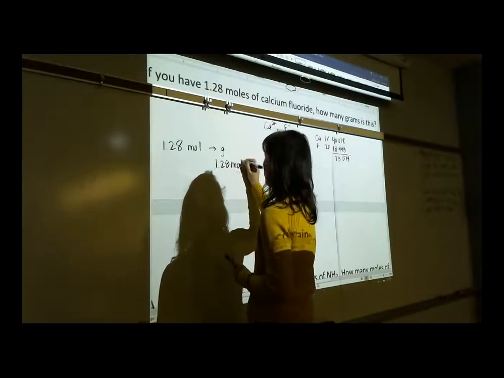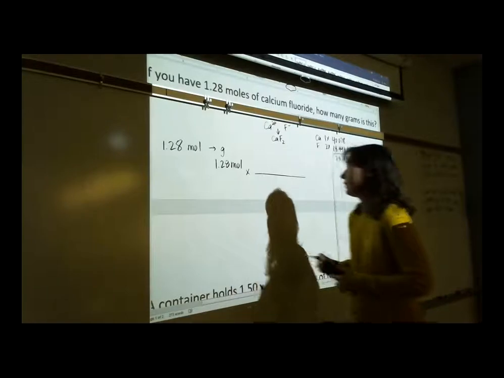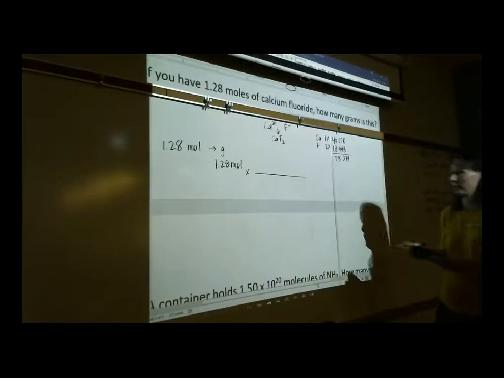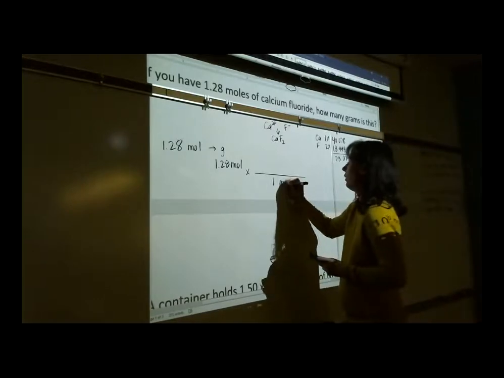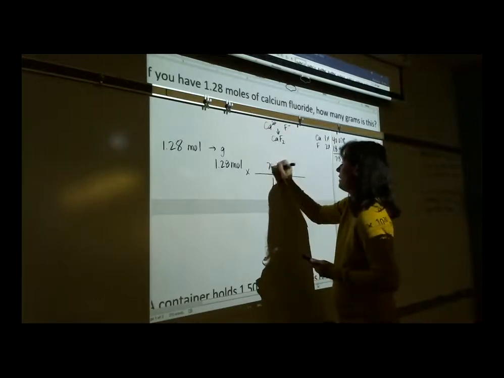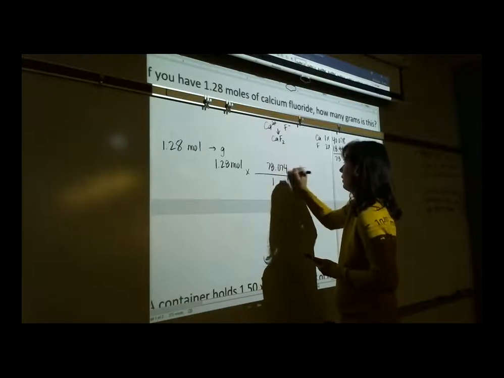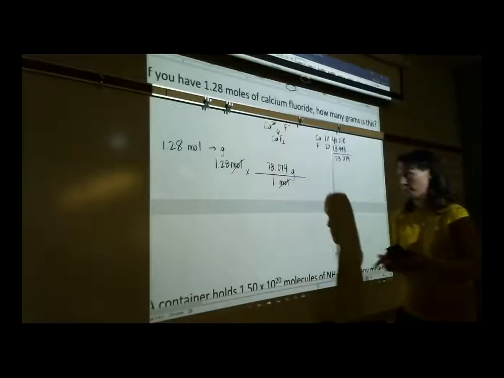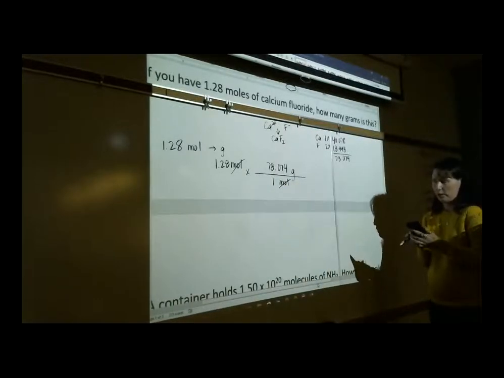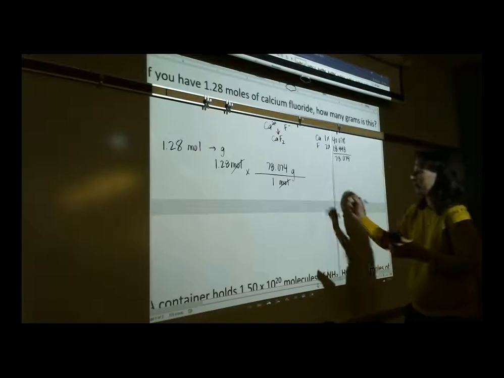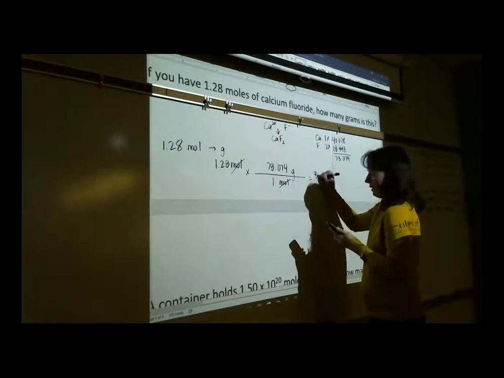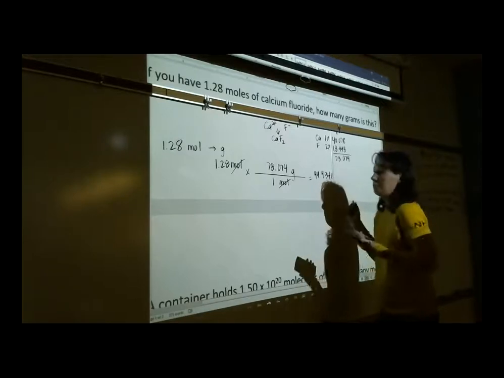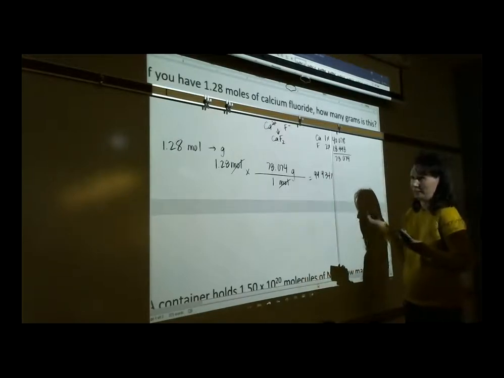1.28 moles. Now it's different, right? Does moles go on top or on bottom? This time moles goes on bottom, right? 1 mole has a mass of 78.074 grams, because we want moles to cancel, so moles goes on bottom. Times 1.28 gives me, my calculator spits out 99.9347. My calculator doesn't know anything about sig figs, right?